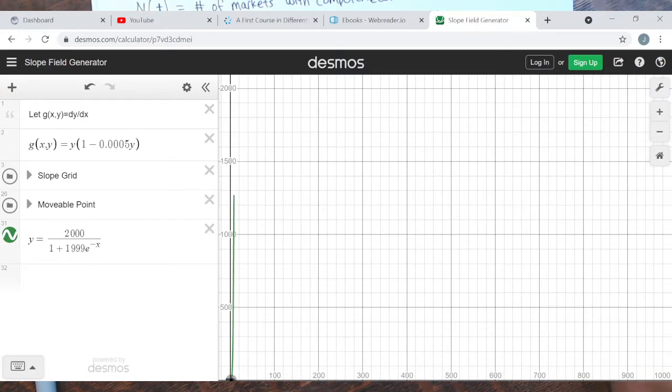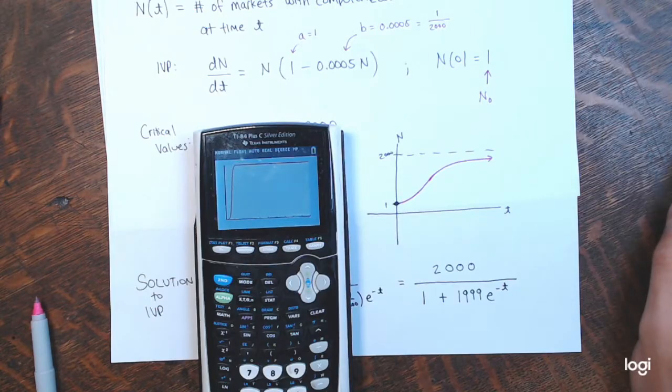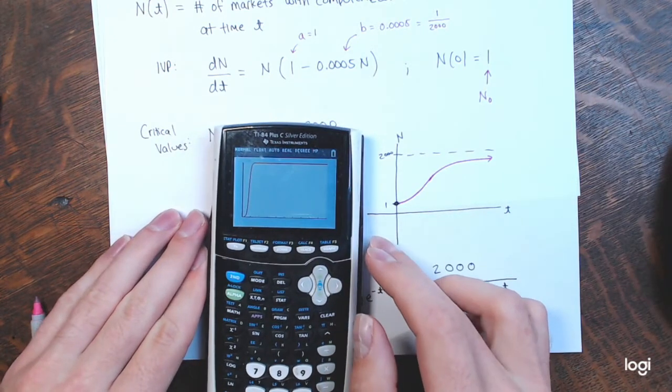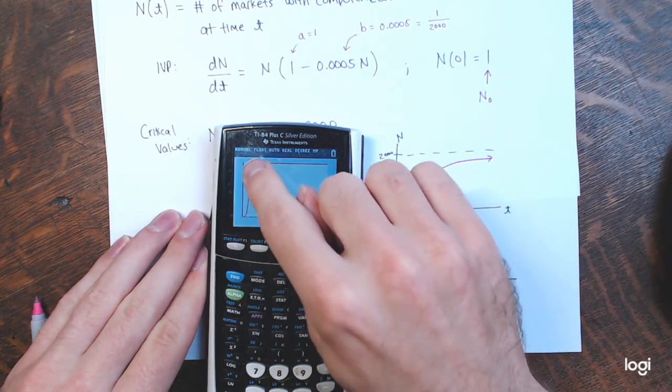Okay, you know what? I'm going to find a better calculator. Just a second. Alright, so sorry about that. I'm back now, and I just put it on my graphing calculator.